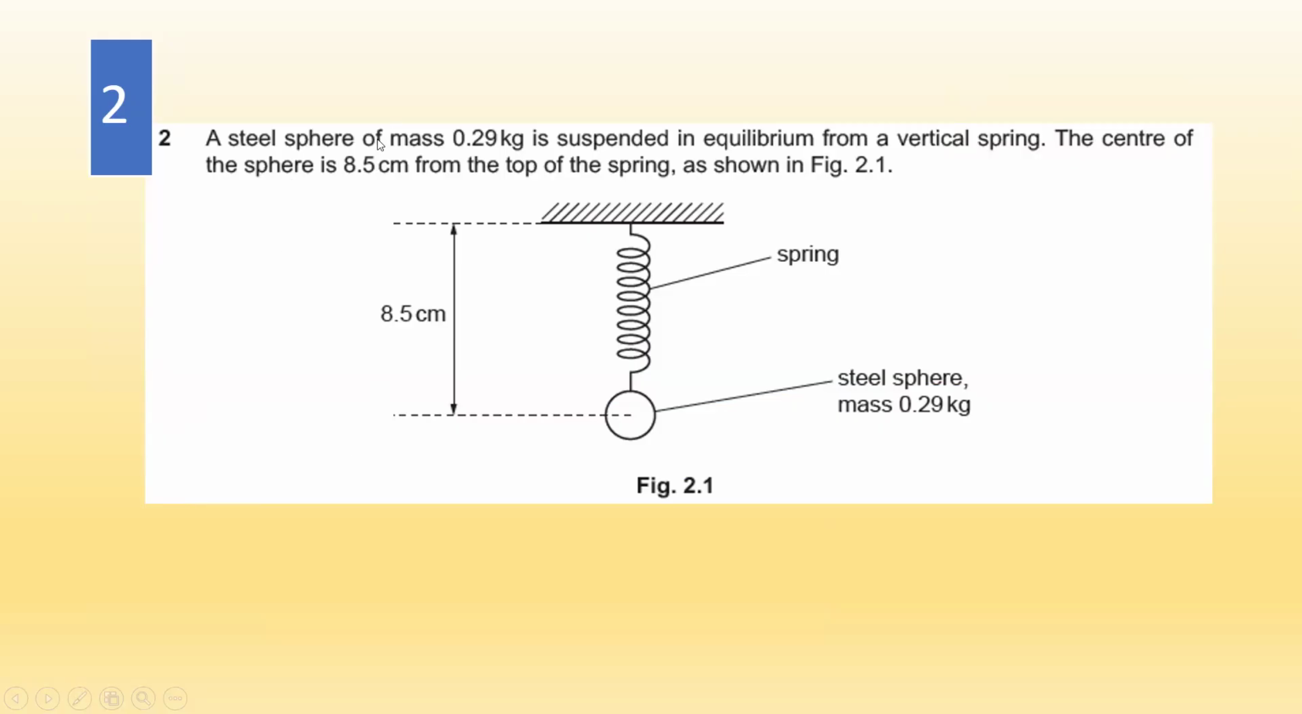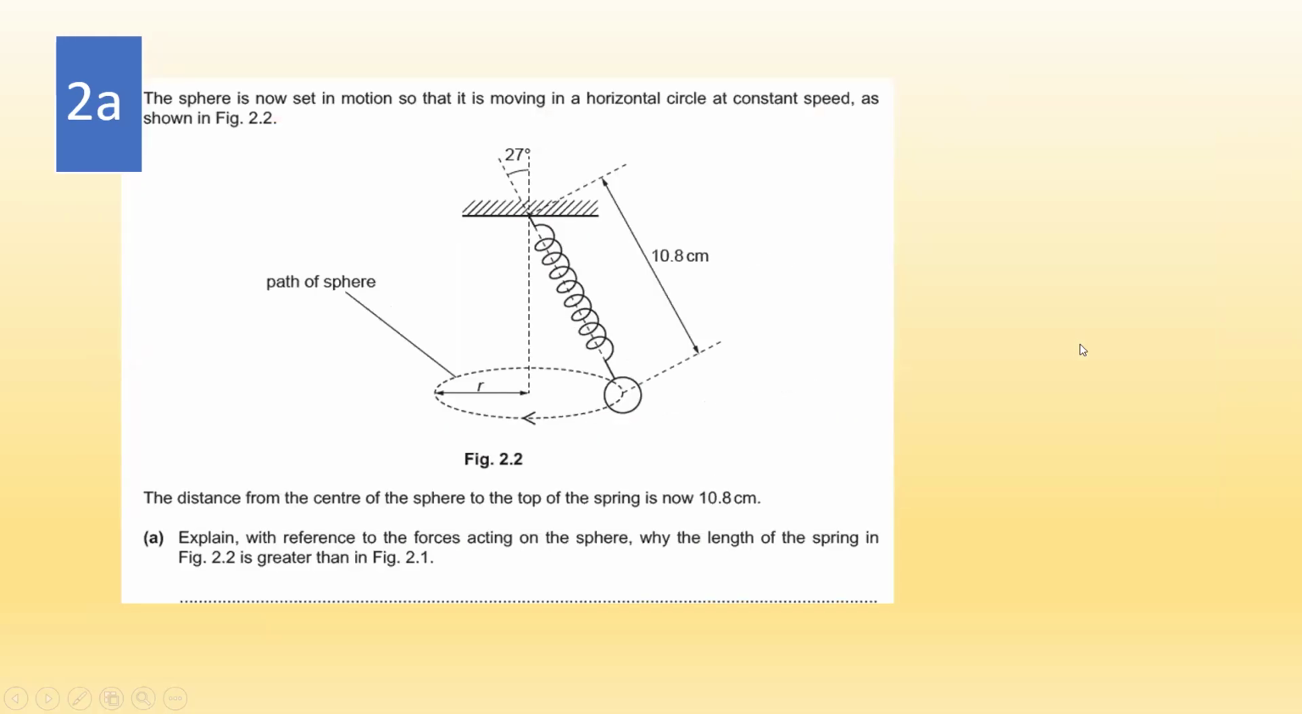A steel sphere of mass 0.2 kilogram is suspended in equilibrium in a vertical position from a spring. The center of the sphere is 8.5 cm from the top of the spring as shown in figure 2.1. That's the diagram, that's the mass. The sphere is now set in motion so that it is moving in a horizontal circle at a constant speed as shown in figure 2.2. The distance from the center of the sphere to the top of the spring is now 10.8 cm.